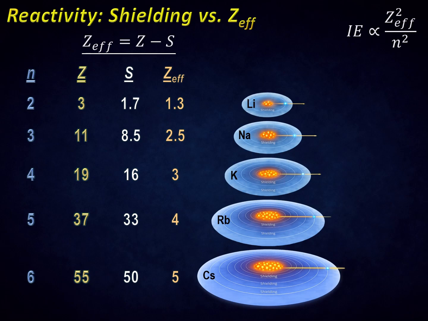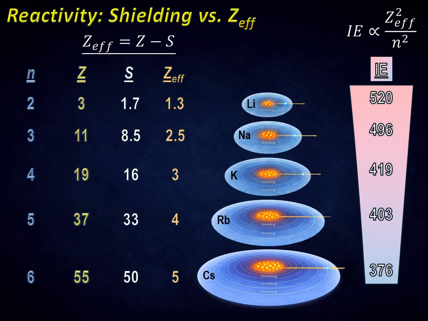Ionization energy, IE, is the amount of energy required to remove an electron from an atom or an ion. Ionization energy depends on two major factors: how strongly the nucleus pulls on the electron, which is determined by the effective nuclear charge, and how far away the electron is, given by the principal quantum number, n. As we go down the group, n increases from 2 to 6.